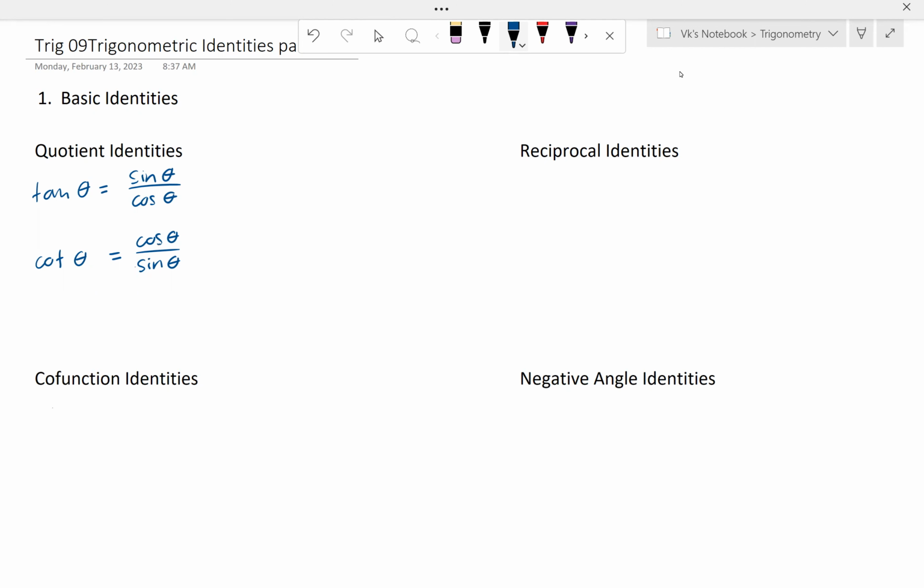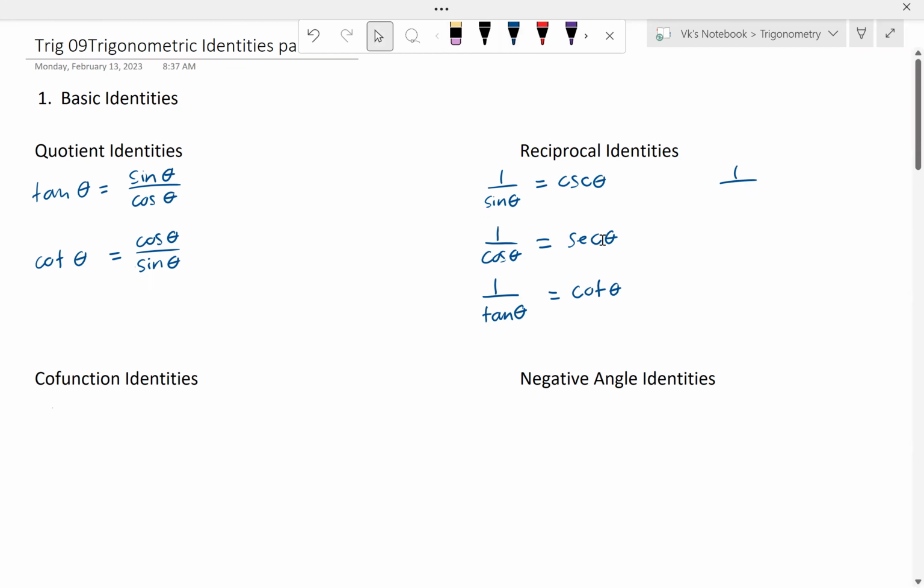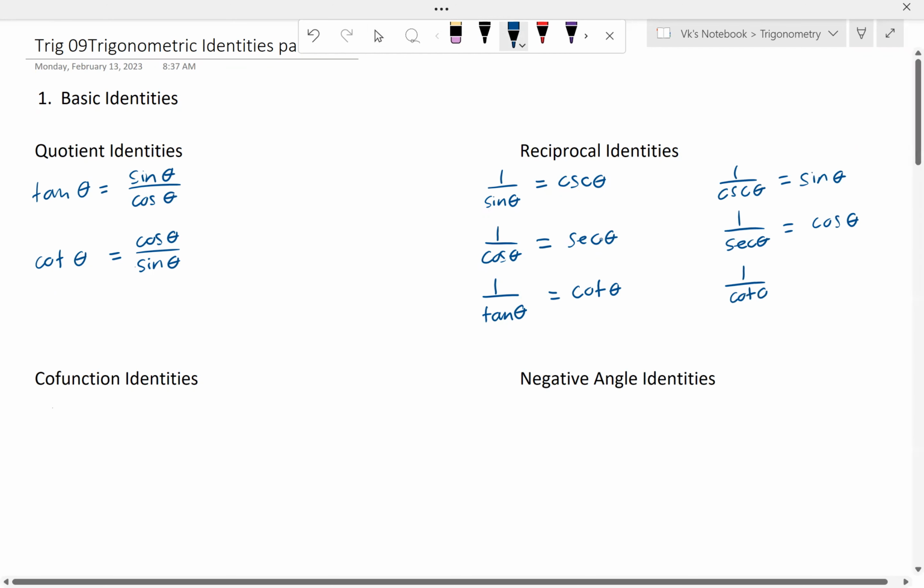We also have the reciprocal identities, that is, 1 over sine is cosecant. 1 over cosine is secant. 1 over tangent is cotangent. 1 over cosecant is sine. 1 over secant is cosine. 1 over cotangent is tangent.